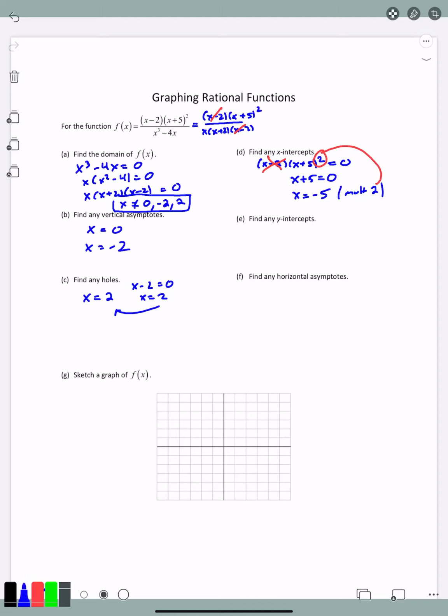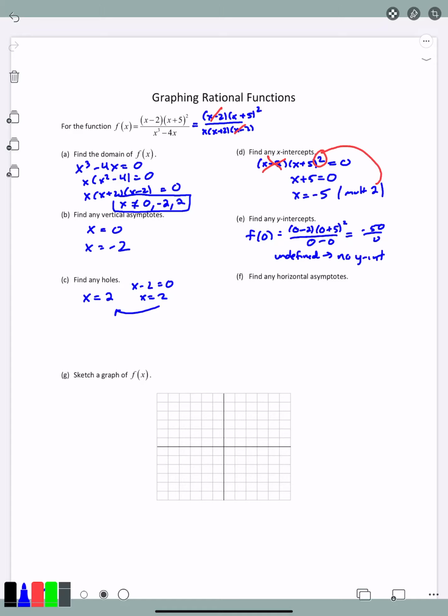Then we need y-intercepts. Let's see what happens if I plug in 0. On top I'd have 0 minus 2, 0 plus 5 squared over 0 minus 0. Well, that's something over 0, that's undefined, which means there is no y-intercept in this particular problem.